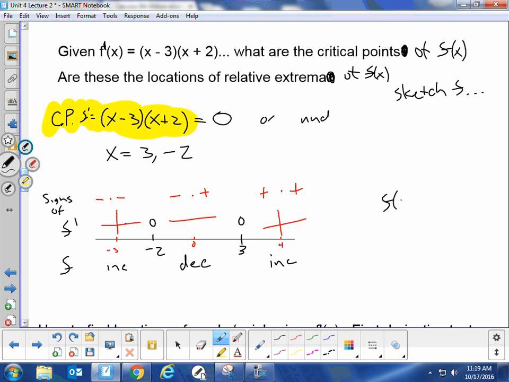And f, the original function, though we weren't given the equation for it, has to look something like this, where we increase, decrease, and then increase. This is going to have to be at x equals -2, and this is going to have to be at x equals 3. You might have to sketch f, or just know that we're going from increasing to decreasing. This is the location of a relative max for f. This is the location of a relative min on f.